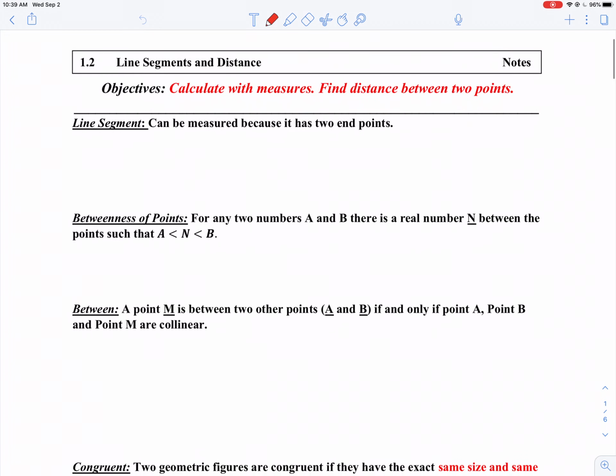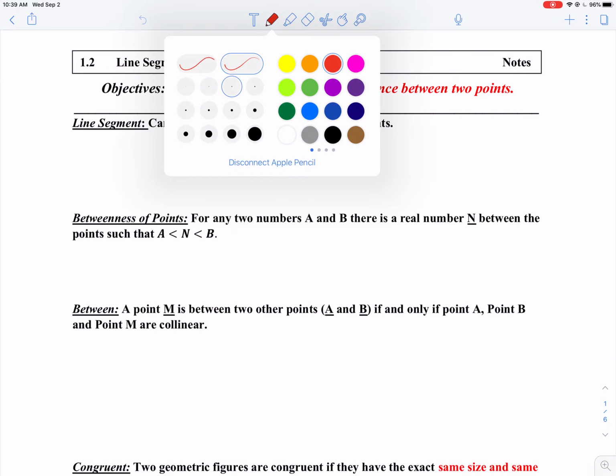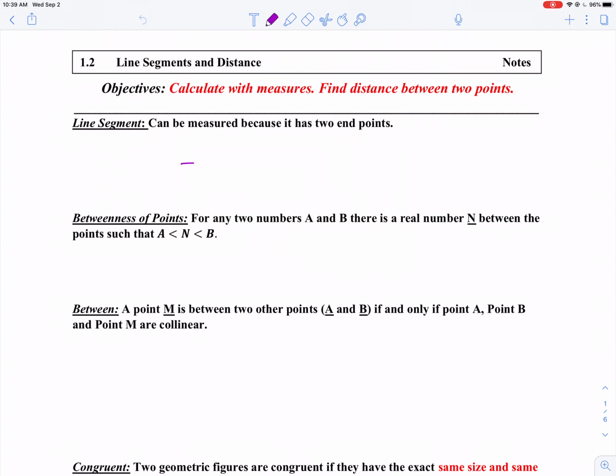So starting off, we're going to have our line segment. And it can be measured because it has two endpoints. So if we create our line, we have an endpoint here, an endpoint here. Maybe we label it X and Y. So we don't have our arrows on the end, and the way that we label this is XY or YX.